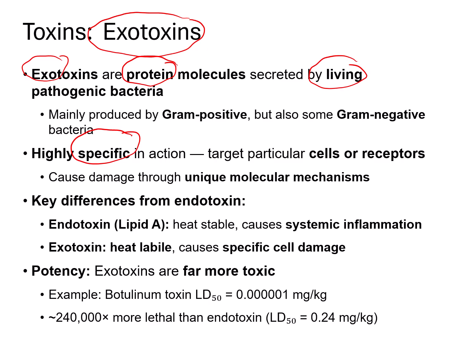But because they are proteins, they are heat sensitive. They can be destroyed by heat, and they can also be converted to toxoids. These are inactivated toxins that can be used as vaccines. Exotoxins are also extremely potent. For instance, botulism toxin is hundreds of thousands of times more lethal than endotoxin by weight.